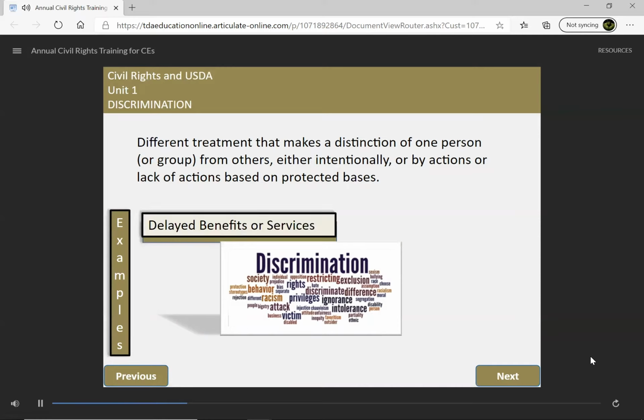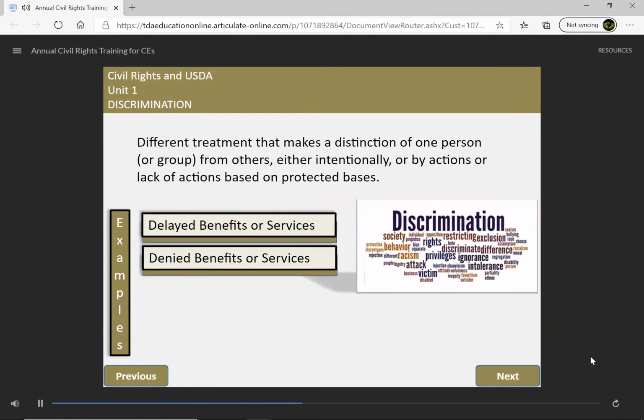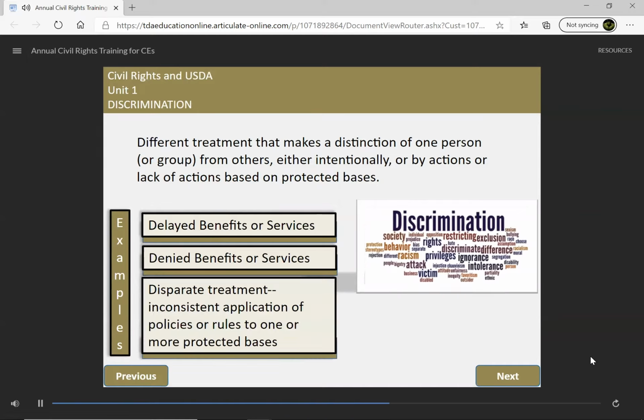Here are some examples of discrimination. Delaying benefits or services to a person or group of persons based on one or more of the 6 protected classes. Denying benefits or services to a person or group of persons based on one or more of the 6 protected classes. Disparate treatment of a person or group of persons based on one or more of the 6 protected classes. Disparate treatment involves the inconsistent application of policies or rules. An example would be serving larger portions of food to boys than girls of the same age.